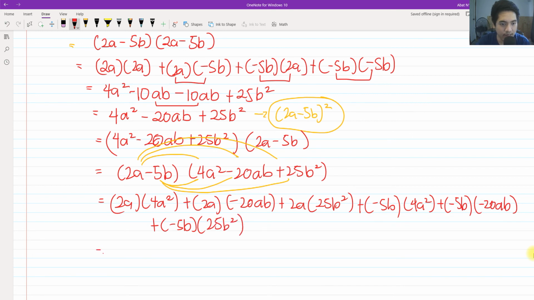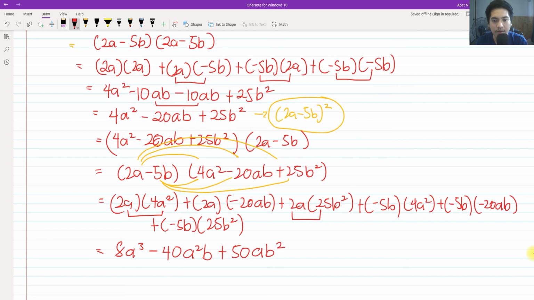So simplify. So 2a times 4a squared, that's 8a cubed. 2 times 4 is 8. a times a squared is a cubed. Then we have 2 times negative 20 is negative 40. a times a is a squared. And then we have b. And then we have 2a times 25b squared. That's plus 50ab squared.